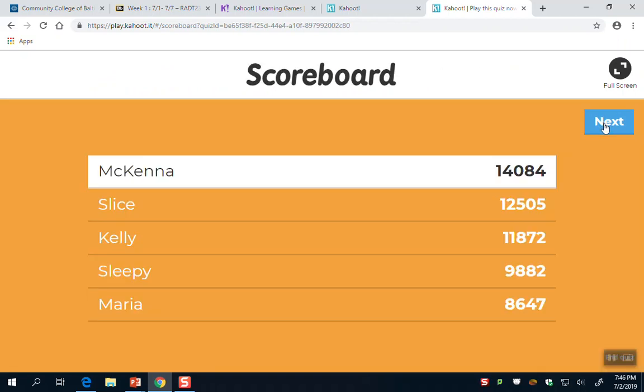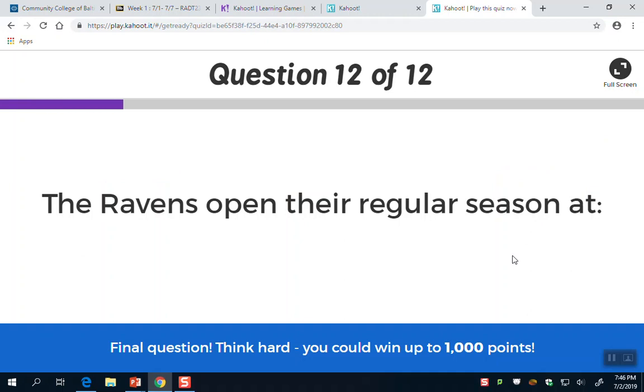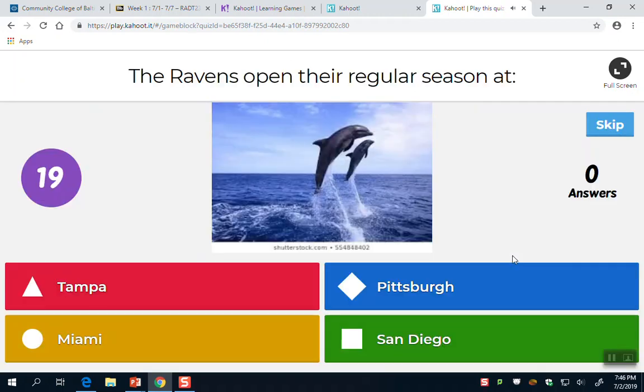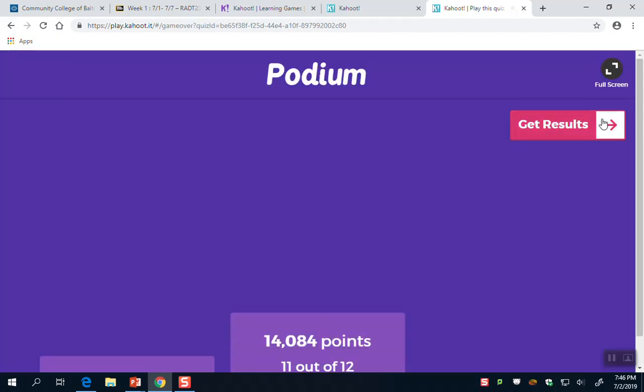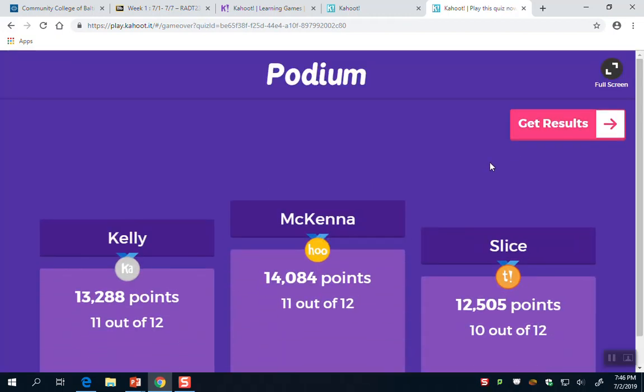Okay. McKenna's running away with this now. You really have to screw up to lose, I think. I even gave you a picture of the Dolphins from Miami. Oh my God. So they open up against the Miami Dolphins. So McKenna, you won.